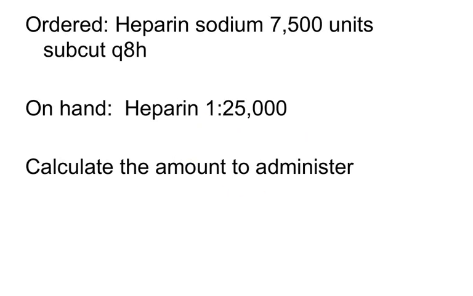Okay, so another heparin. You have heparin sodium, 7,500 units. What you have on hand is a solution of heparin 1 to 25,000. Calculate the amount to administer. So the 1 means the number of grams, and 25,000 is the number of units.